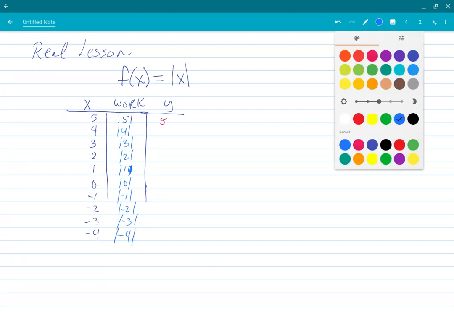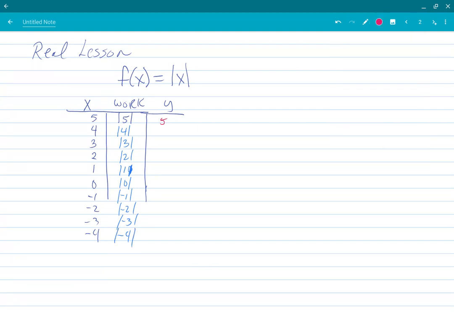Now I'm going to switch colors because I wanted to do the y's in red. So this is going to be 4. How far is 3 from 0? 3. How far is 2? How far is negative 1 from 0? 1. How far is negative 2 from 0? 2. How far is negative 3 from 0? 3. How far is negative 4 from 0? 4. Okay, so now we can graph this.